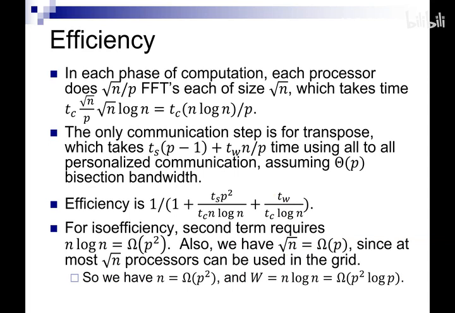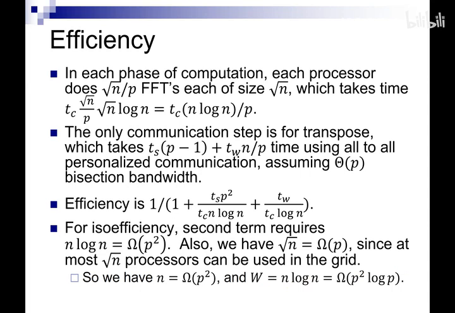We also have that root n has to be at least as large as p, because you can't use more processors than columns. In this algorithm, the maximum number of processors is the number of columns that you have. Therefore n has to be at least p squared, and so the total amount of work W, which is n log n, needs to be at least p squared log p in order to maintain isoefficiency.